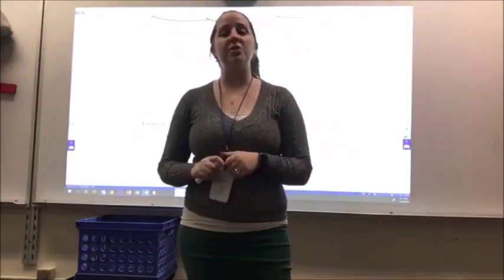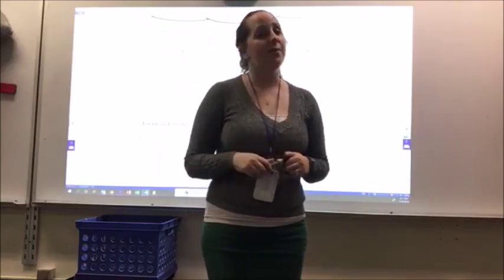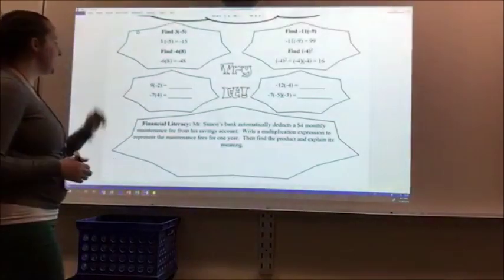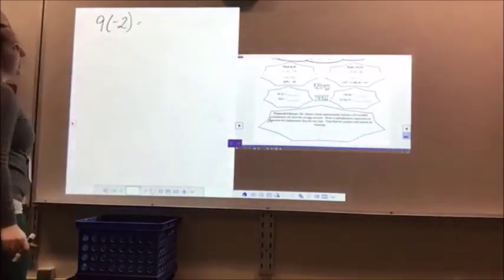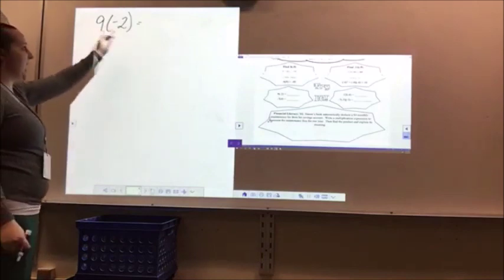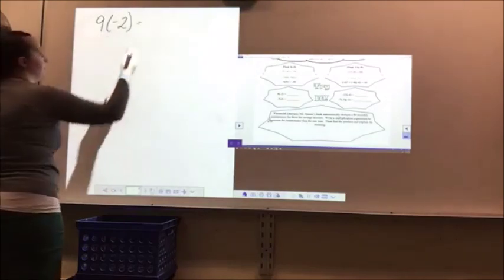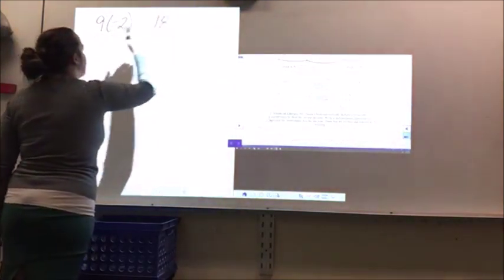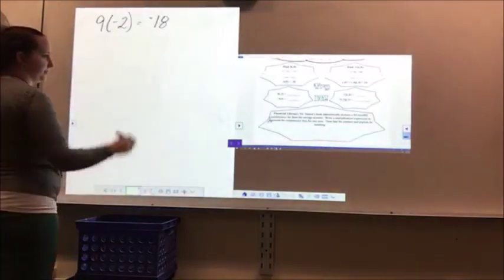All right, now that you've had a chance to try out the try problems, let's go over the answers together. So the first try problem says 9 times negative 2. I have one positive and one negative, so 9 times 2 is 18. Since I have one negative, it's a negative answer, negative 18.